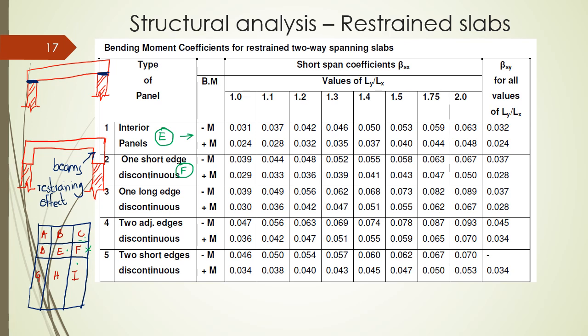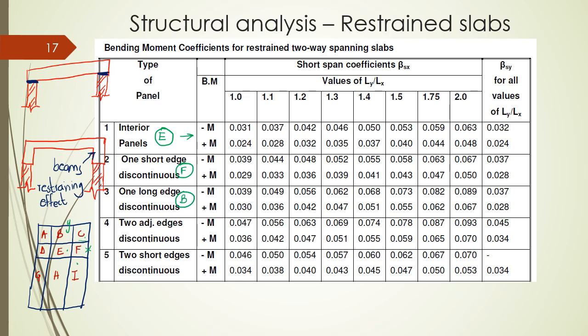I could also, in case I wanted to design panel, say, B, I'll find that the long edge here, which I'm marking with Y, is discontinuous, but the other panels adjacent to A is continuous, on this side of C is continuous, on this side of E is continuous. Then to get the moments in the panel B, I'll have to read that of type 3.